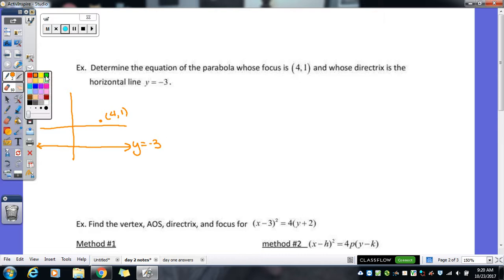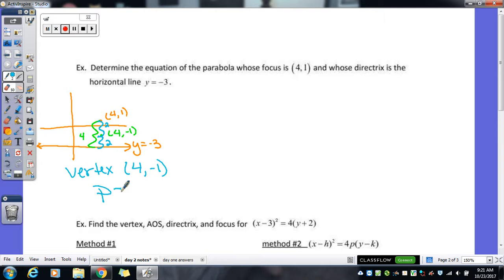So how many units are in between these ones? 4. So that means our vertex is going to be right about here at 4, -1. So then it's 2 from the focus and 2 from the directrix. So that means our vertex, as we just said, is 4, -1. Our p value is a 2.